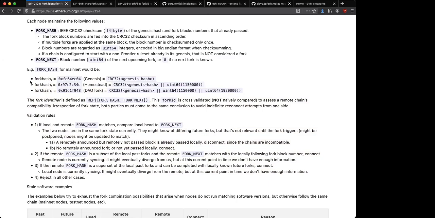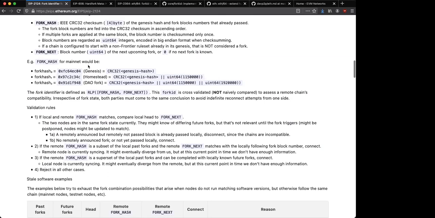For example, this fork hash is also valid, because the node is just at the genesis block at the moment. It's not synced yet, but it's still compatible because it is not past this fork yet. But if the node then activates the Homestead fork at a different block number, its fork hash will no longer be part of the set of valid fork hashes, and so it will not be compatible.